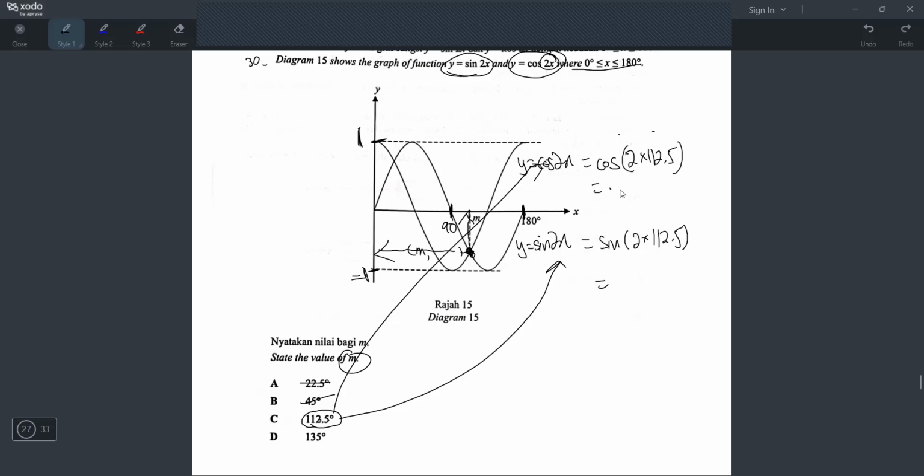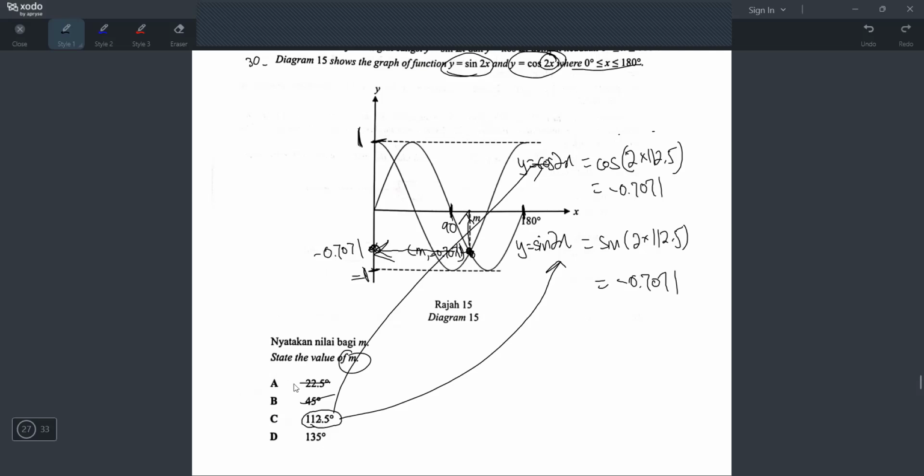You will get negative 0.7071. But if you press 2 times 112.5 and then sine answer, which is negative 0.7071, right? Yeah, you can do either one. It gives you the same answer, right? It means if the answer is C, then the y coordinate for this point will be negative 0.7071. So what do you think? Does it make sense or not? Is it possible for this point to be negative 0.7071? Yeah, it makes sense, right? So the answer is actually C.